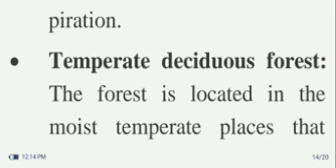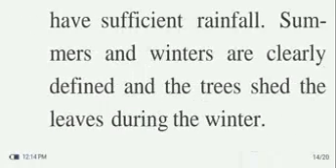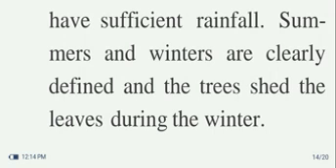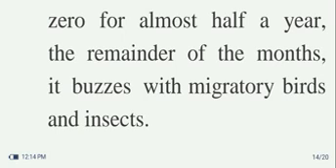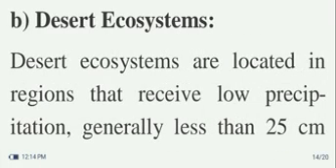The forest is located in the moist temperate places that have sufficient rainfall. Summers and winters are clearly defined, and the trees shed the leaves during the winter. Taiga. Found just before the Arctic regions, the taiga is defined by evergreen conifers. As the temperature is below zero for almost half a year, the remainder of the months it buzzes with migratory birds and insects.